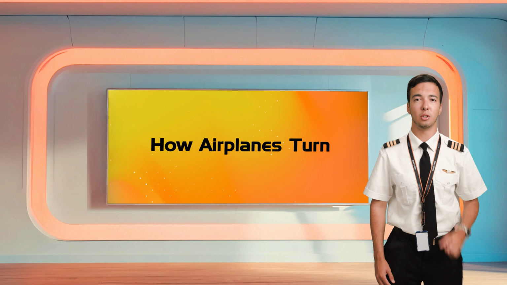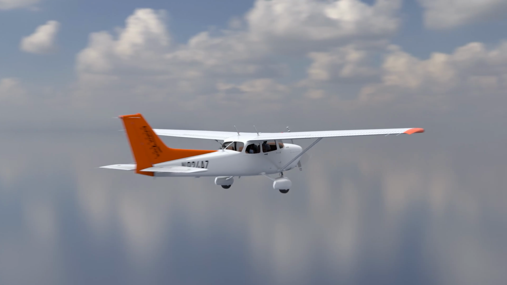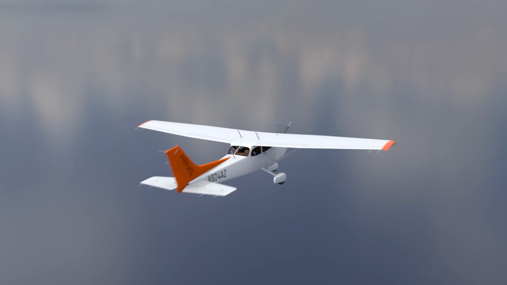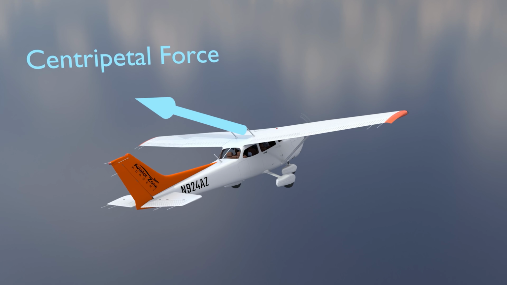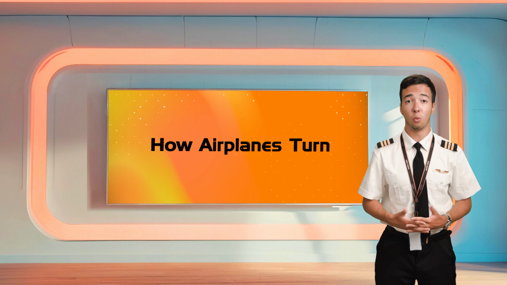An airplane in flight wants to do one thing: go straight. That's inertia, Newton's first law, alive in the cockpit. To change direction, you need a force pulling the airplane towards the center of a turn. That force is called centripetal force. Without it, the nose can point anywhere you like and the airplane won't follow. So if the rudder doesn't steer the plane, what does?